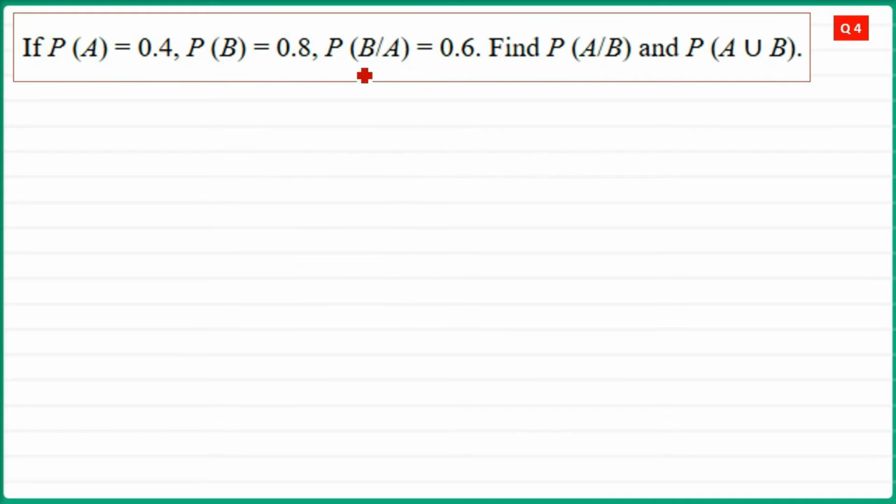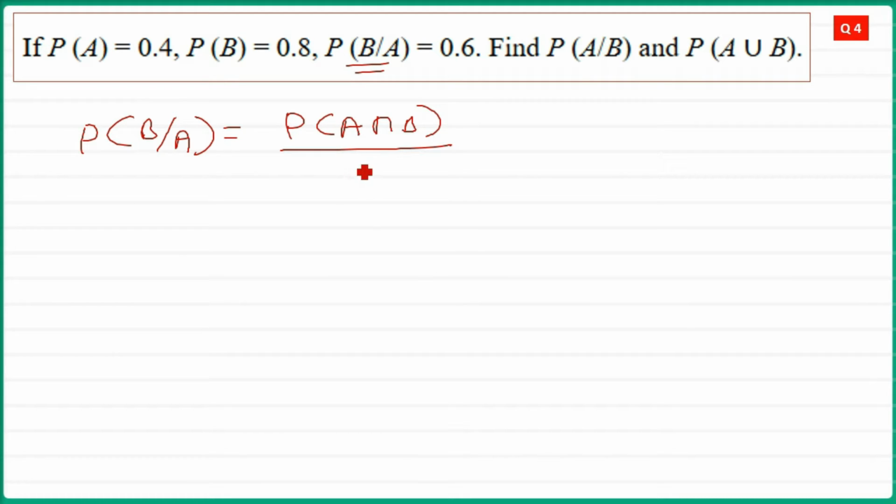We have P(A), P(B), P(B by A) is given, and P(A by B) and P(A union B) have to be found out. So what all is given has to be written first. This is very important so that you are aware that these are all given and can be used for the computation of the unknown values.